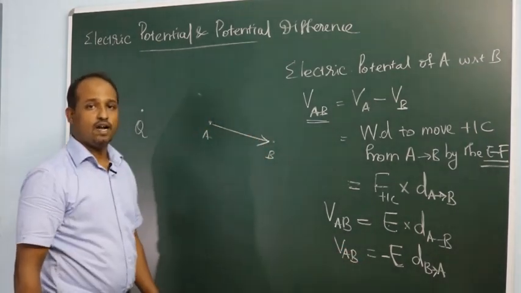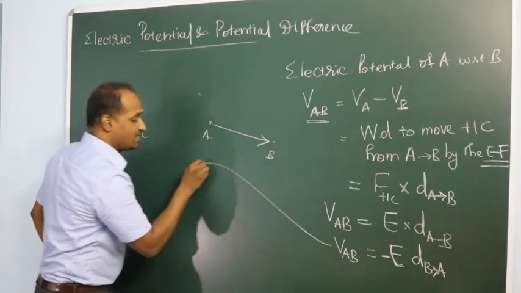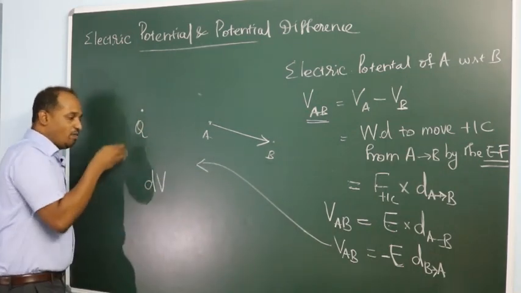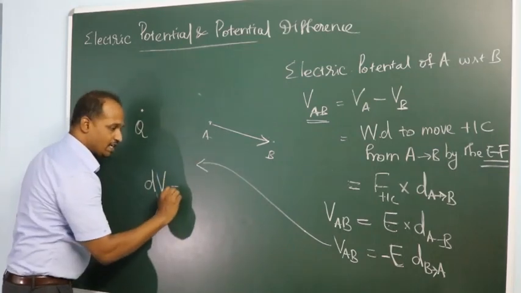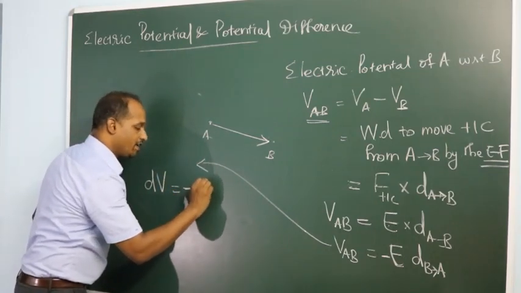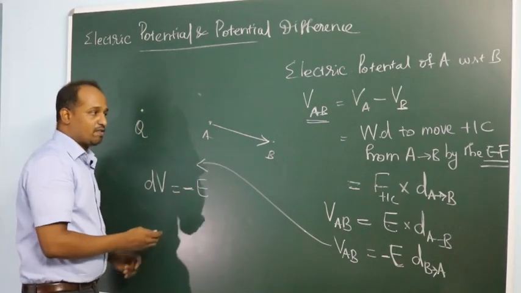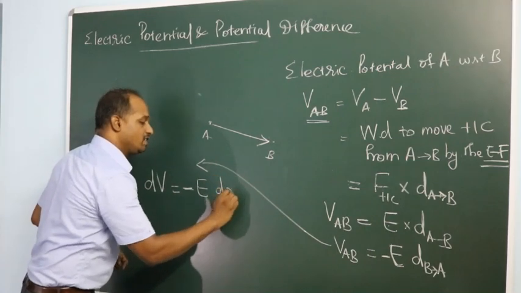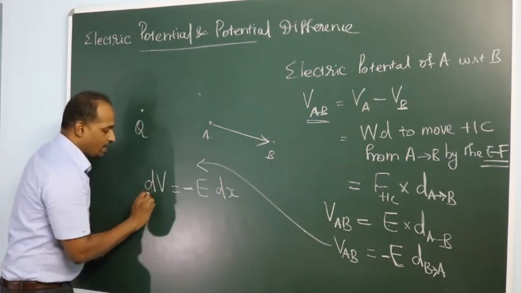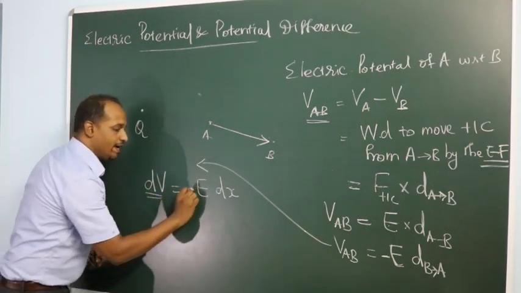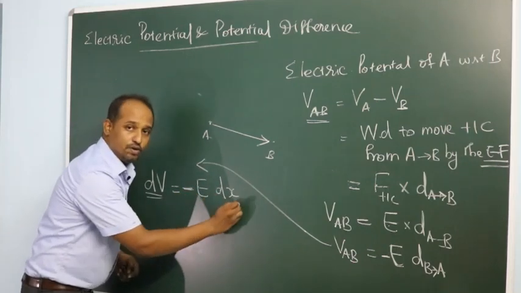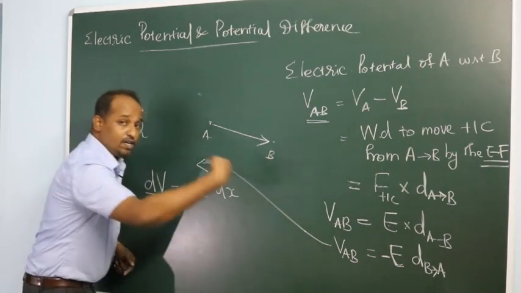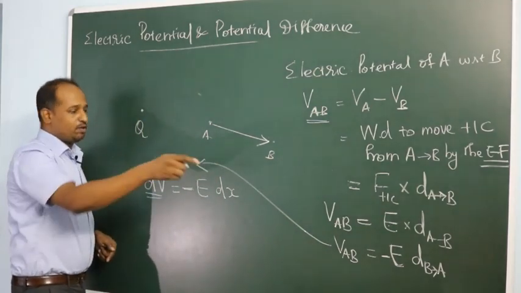VAB, or potential difference, I'm going to generalize this even more. VAB, the potential difference from one point to the other point, is equal to minus of the electric field into displacement from, not from this point to this point, but from the other point to this point, which is dx. So dV, the potential difference, is equal to negative of the electric field into displacement from the final point to the initial point, not from the initial point to the final point.